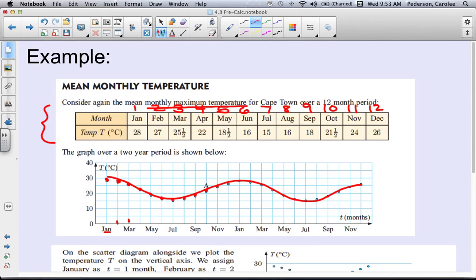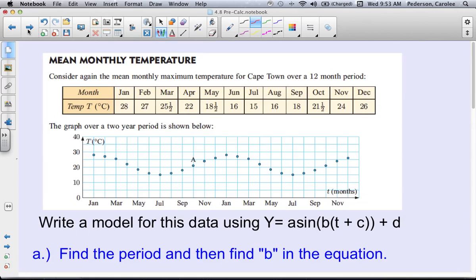Do I have enough time to write those down? We'll refer back to this graph in a little bit. Okay. This is the same data.